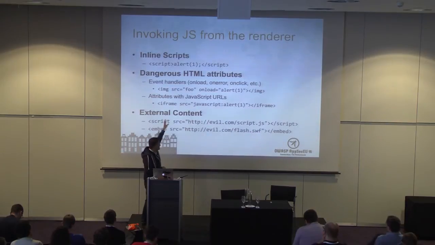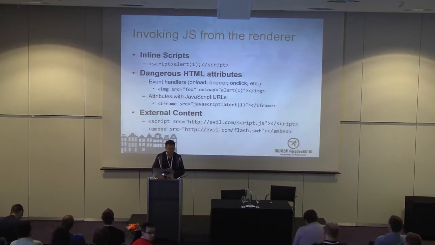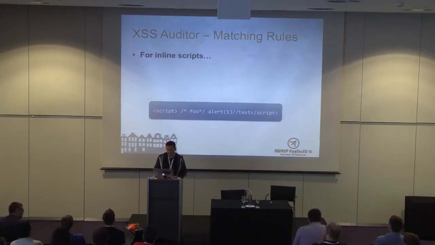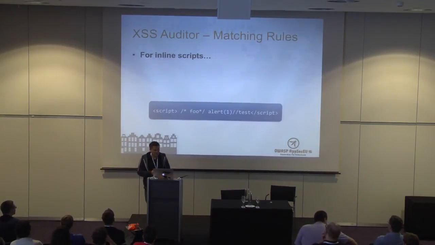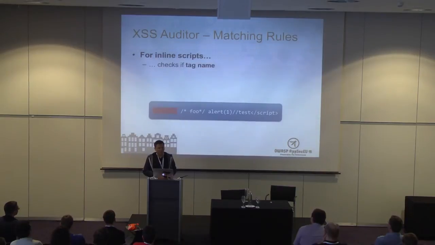And for all of these three situations, the auditor has one way of detecting whether something got injected. And what I would like to do now is to explain those three ways for these three different situations. So let's first talk about inline scripts. Whenever the parser finds an inline script in the HTML document, it first checks whether the tag name was injected. So basically, it extracts this tag name, and then it just checks whether the requests, whether the post parameters or the get parameters somehow contain this string. If this is not the case, it will just let it through.